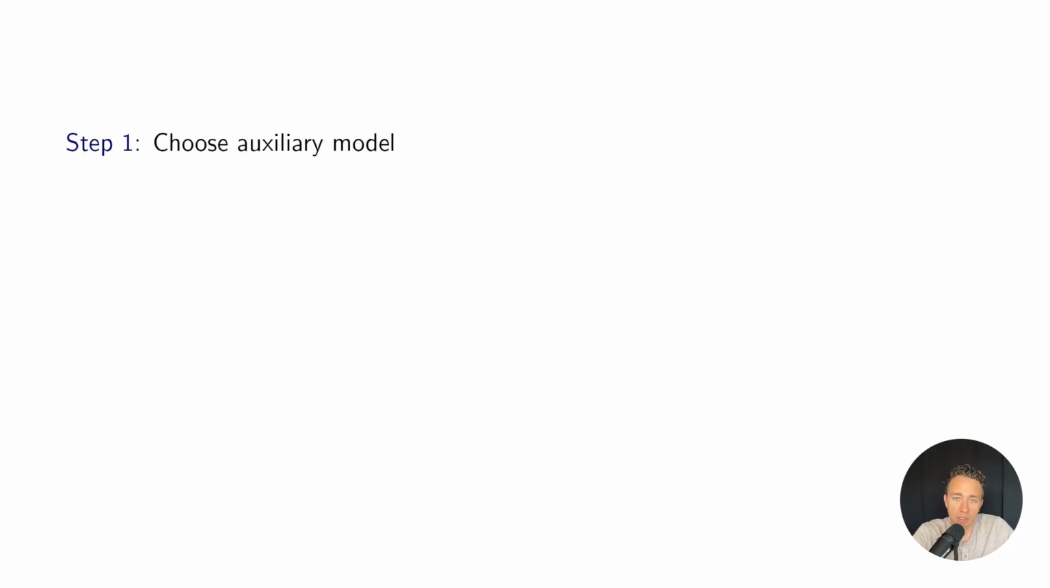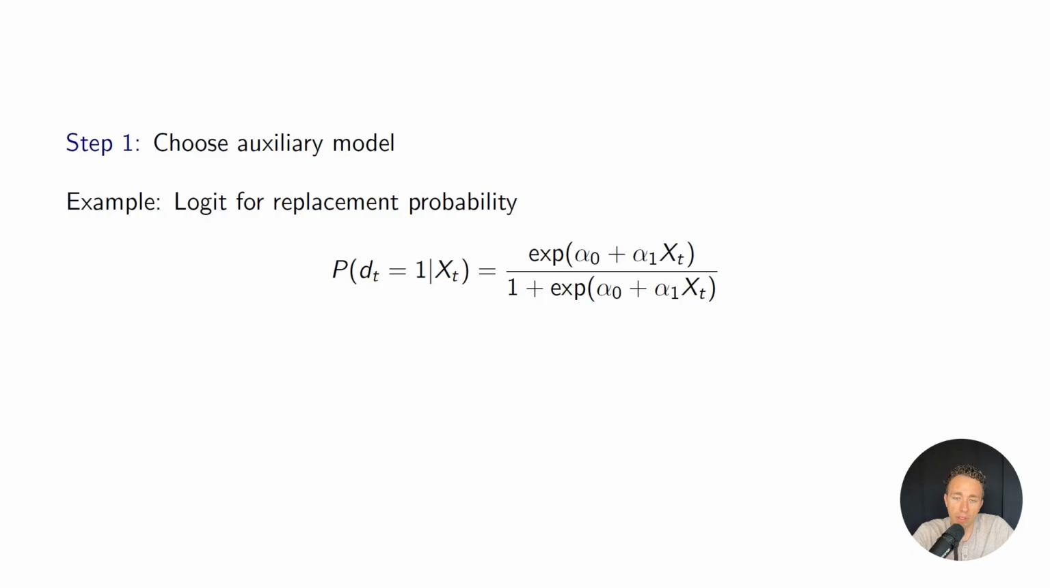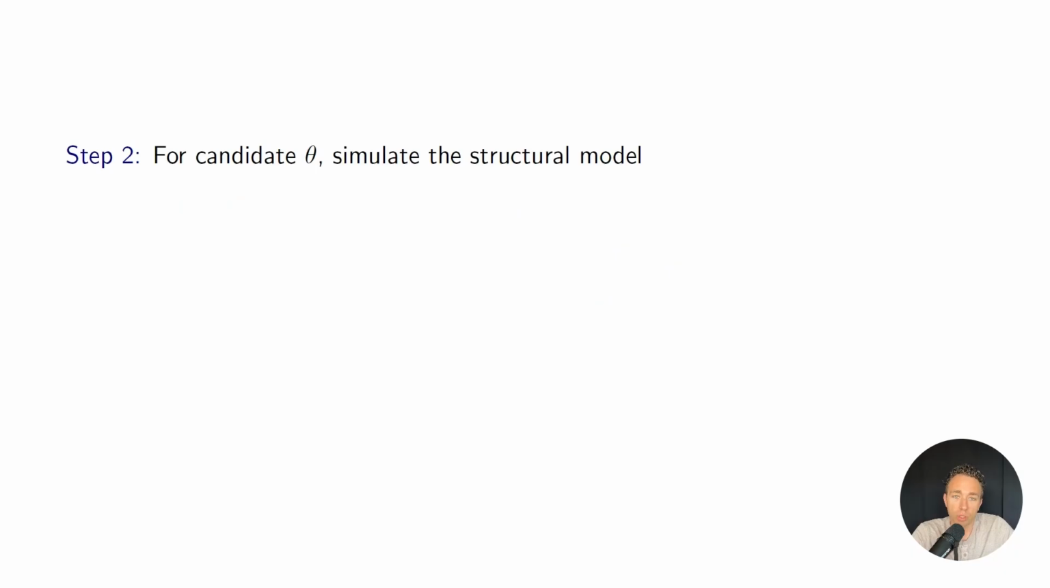So what are the steps that go into this? Well, step one is to choose an auxiliary model. So for the bus engine model, it could just be a simple static logit model where we have the odometer reading on the right-hand side and the replacement decision on the left-hand side. We can get these two parameters on the real data, and then we can consider what we need to have in the simulated data to make that match the real data in terms of those two parameters.